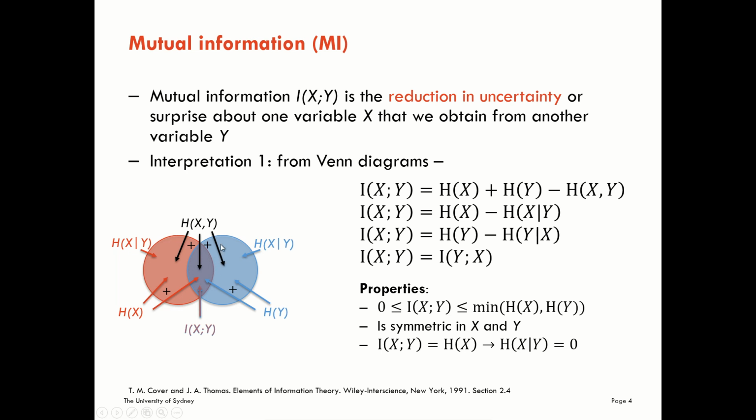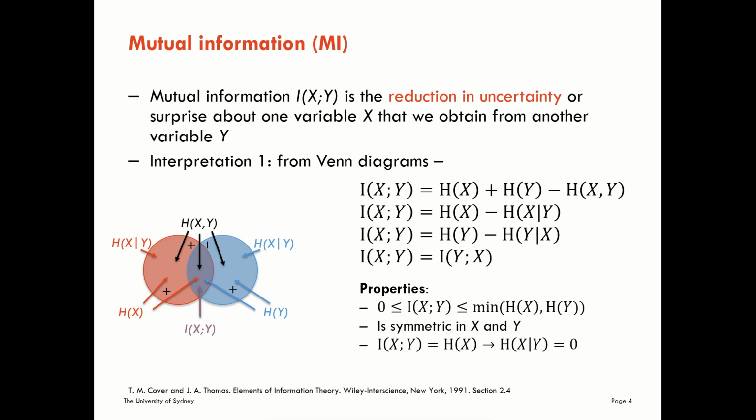We can do the same thing if we look at the uncertainty of y and take away the uncertainty left in y after we already know x. What's important is the mutual information is symmetric. The information that x carries about y is the same as the information y carries about x.